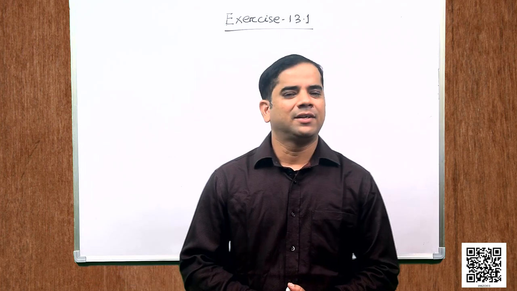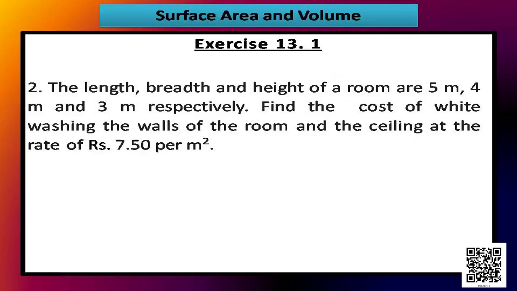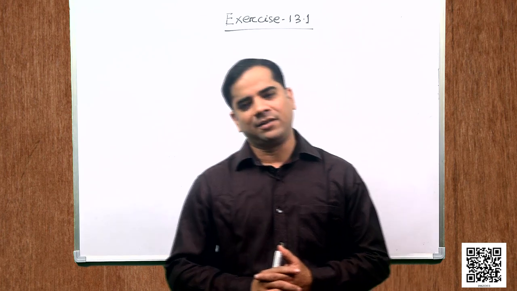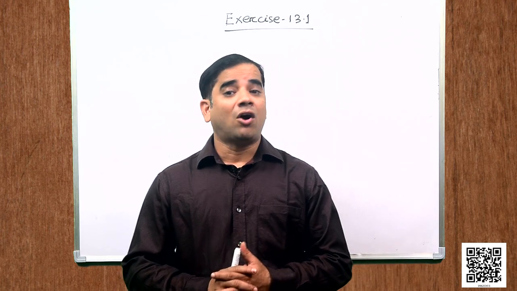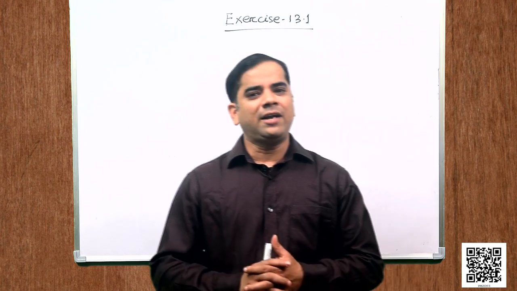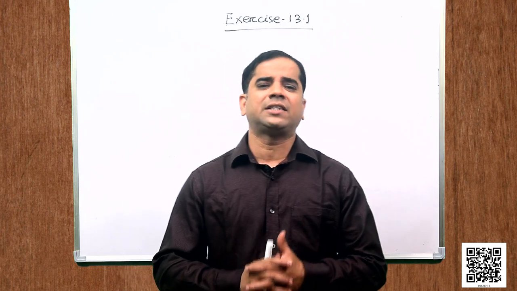Okay, students, let us now discuss question number 2. What it says: the length, breadth and height of a room are 5 meter, 4 meter and 3 meter respectively. Find the cost of whitewashing the walls of the room and the ceiling at the rate of ₹7.50 per meter square. So students, we need to whitewash, that means the walls only and the ceiling. So just remember, concentrate on the surfaces that are needed to be covered so that you can find out the actual solution. So let us discuss the solution.